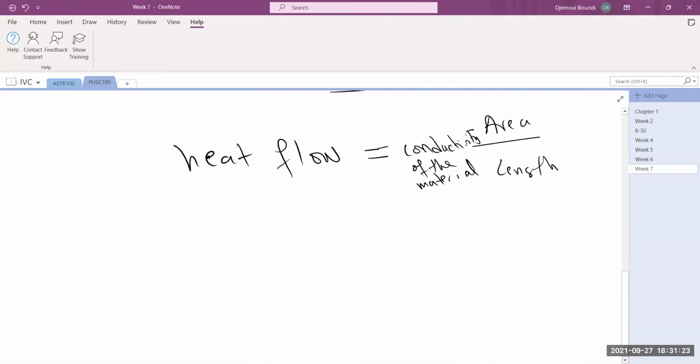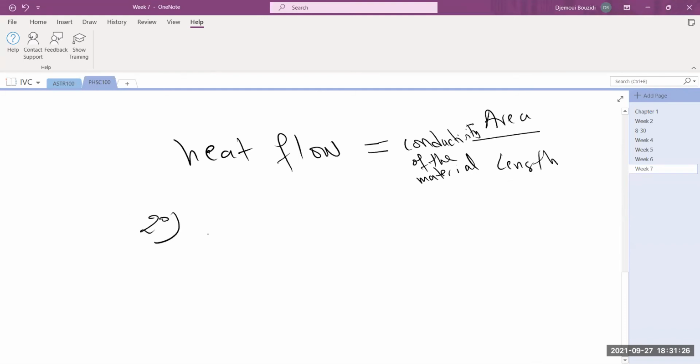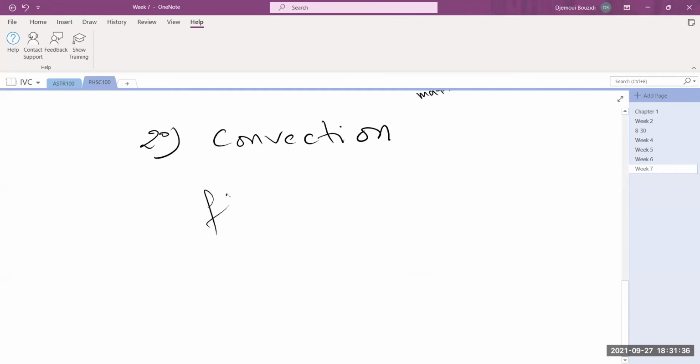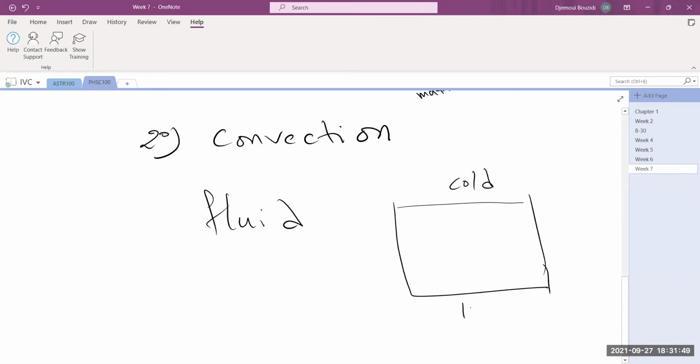The second type of heat flow is convection. Convection, you have a fluid. So you require a medium, which is a fluid. So you have a fluid, and that fluid is sitting at different temperatures. So one side in here has cold, and this side in here is hot. I tried to draw it as a pot, but it doesn't necessarily mean a pot. It could be, for example, like this. This is fluid, water, for example. Ocean, and this is land.